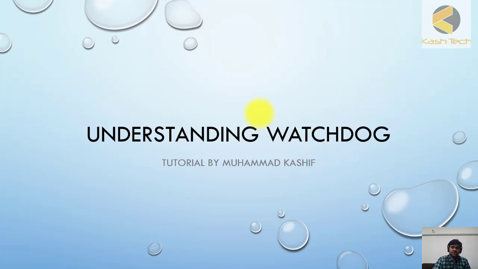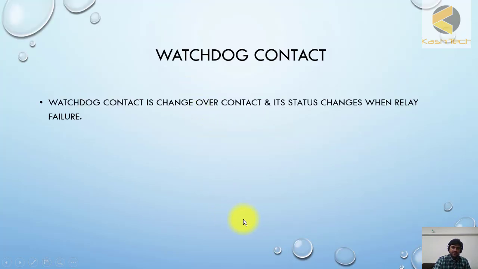So what is the watchdog of the relay? Watchdog contact is a change over contact and its status changes when the relay has failed. In each relay, the watchdog contact is provided in such a way that when DC supply has failed, the contact will change its position and give an indication that the relay has failed.